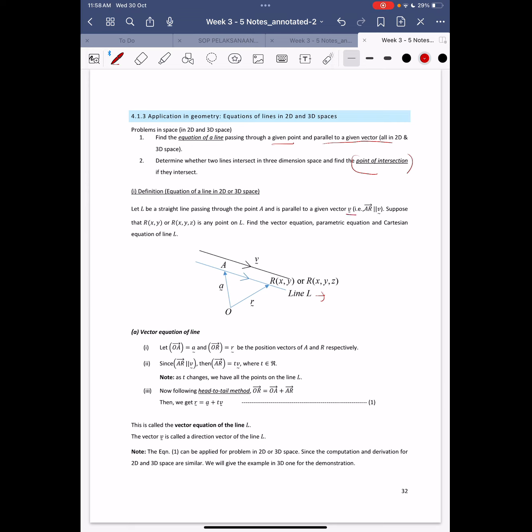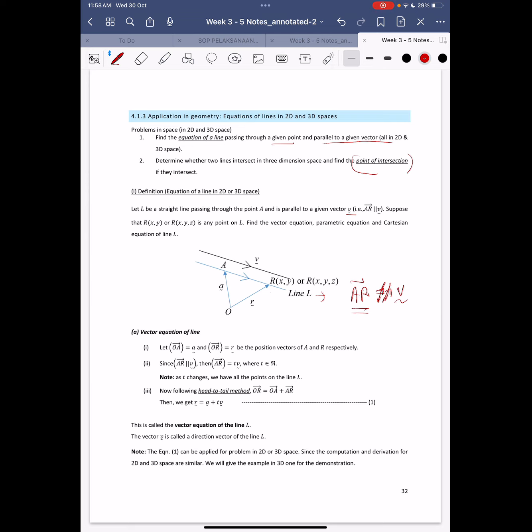So the vector AR here: A is the point A, R is a point R, and it will be equivalent or parallel to vector V. AR is a vector where A is one point on the line, and R can be any point on the line. Vector AR means the coordinate R minus the coordinate A gives you the vector AR, and this vector AR is parallel with vector V.